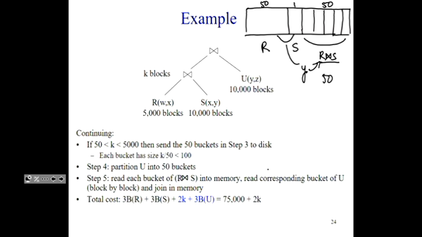Essentially, k is the number of blocks of R join with S. I'm going to divide k up into 50 buckets based on Y, and each bucket is going to have k divided by 50 blocks. In this case, I have set an upper bound for k, which is 5,000, so this is going to be less than 100.